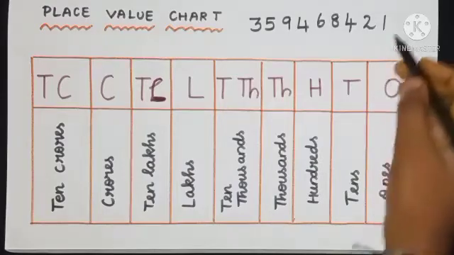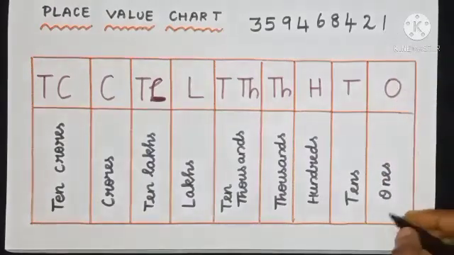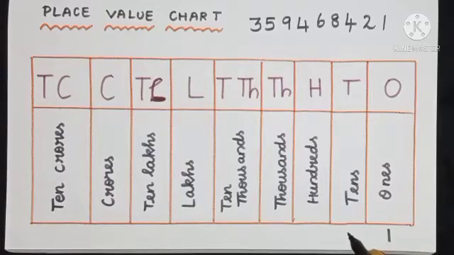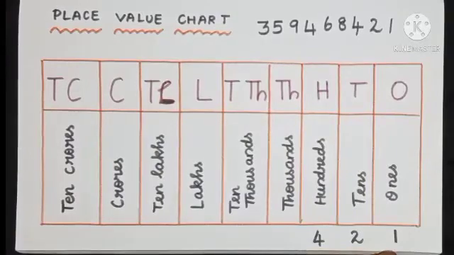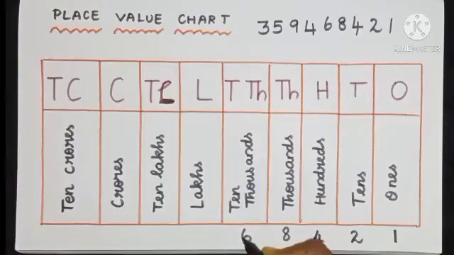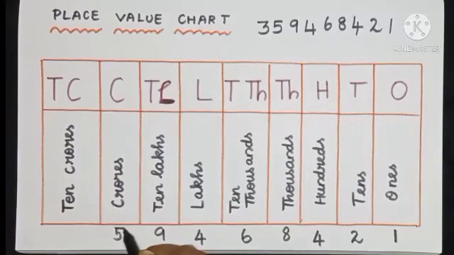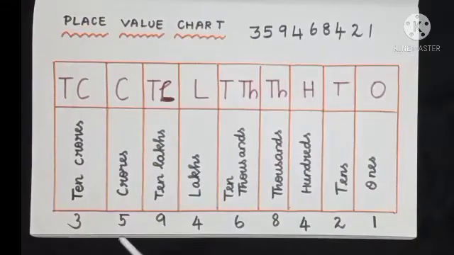See here, 1 is in the place of ones. 2 is in the place of tens. 4 in the place of hundreds. 8 in the place of thousands. 6 in the place of 10,000. 4 in the place of lakh. 9 in the place of 10 lakh. 5 in the place of crore. And 3 in the place of 10 crores. Now we can easily read it as 35 crore, 94 lakh, 68,421.